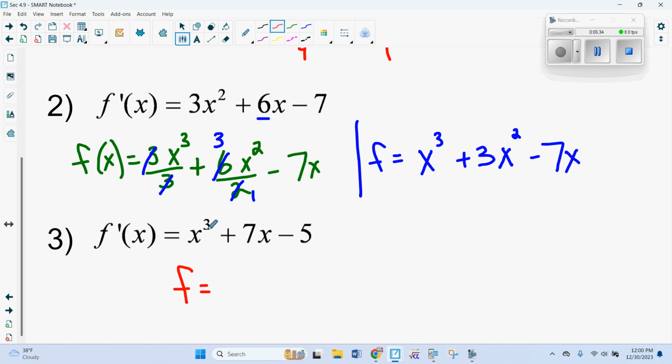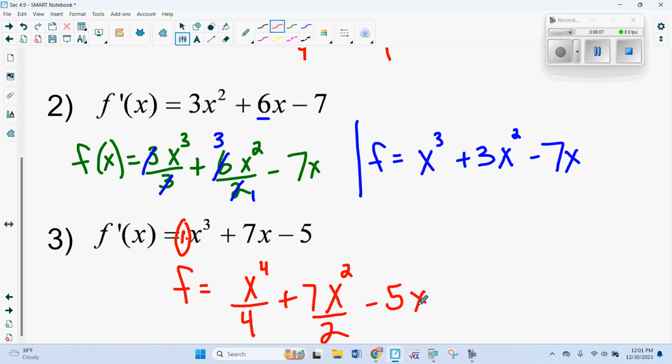We have x cubed, so that's going to become an x to the 4th. But you can see there's nothing in the front except a 1 there. So when I take the derivative and I bring down a 4, I need something to cancel with that 4 to make 1. That would be 1/4, or I can divide by 4 if I follow the rule. This is 7x. That becomes x squared. The 7's there. I'm going to bring down the 2, so I need something to cancel that. So that's you divide by 2, and you minus 5x.